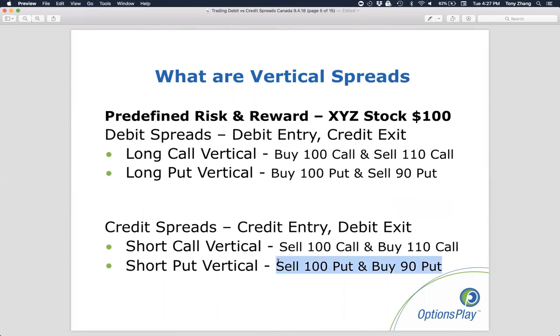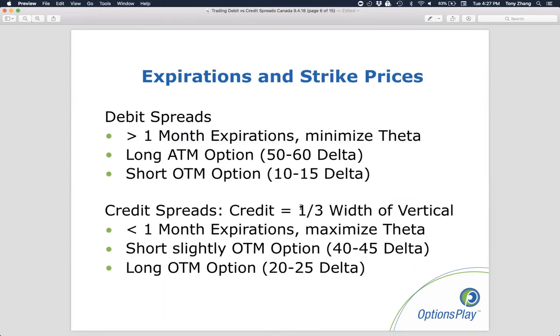So when we talk about selling a $100 put and then buying back a $90 put, that's a width of $10, the difference between the $100 put and the $90 put. It's really important to understand that you want to collect roughly one third of the width. So if you have a $10 width credit spread, then you want to collect roughly $3.33. If you're trading a credit spread that's got a $3 width, you want to try to collect about $1.